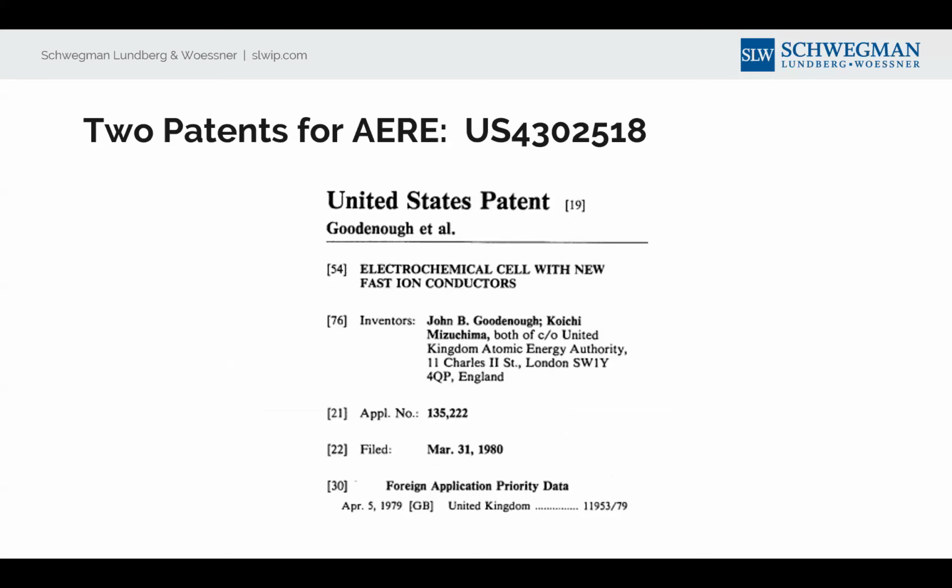Okay, and there are actually more patents than this. There is a larger portfolio, but the first 2 patents, US patents, procured for Goodenough and the Atomic Energy Research Establishment. The first one is US 4302518, an electrochemical cell with new fast ion conductors. And this has a joint inventorship. It was filed March 31st, 1980, claiming priority to a UK application. Next slide.